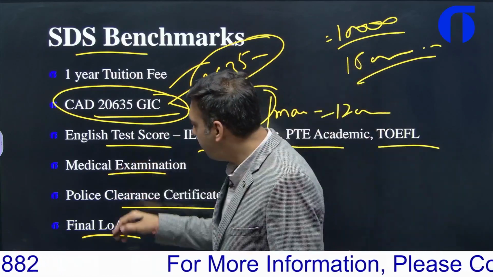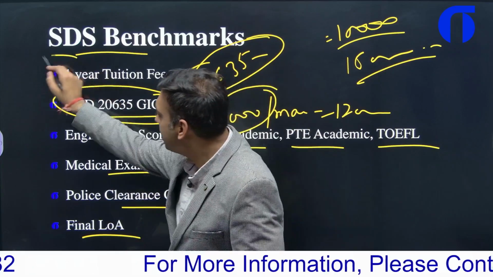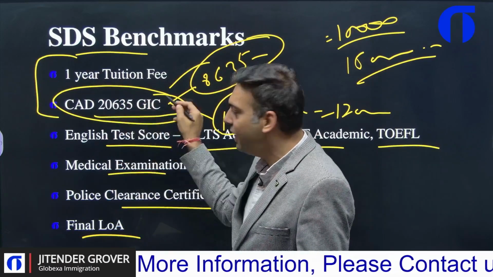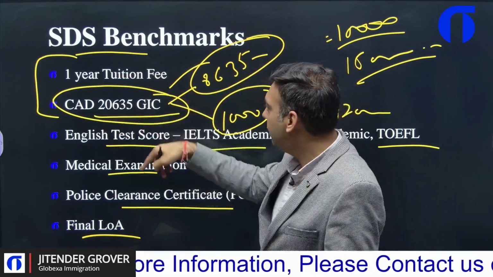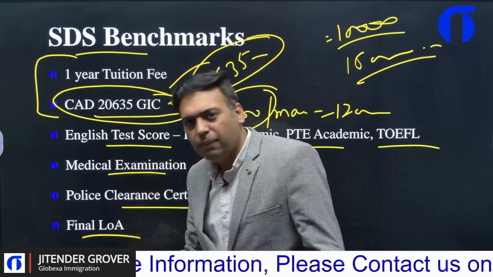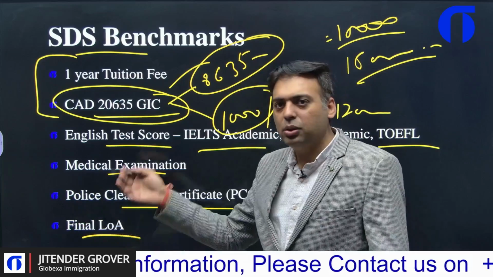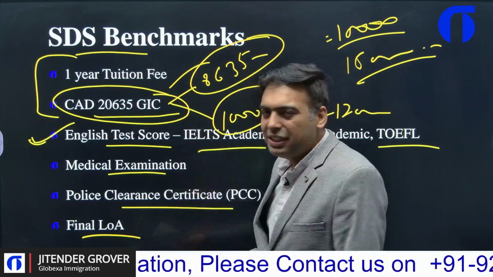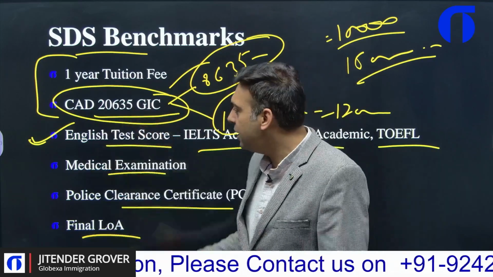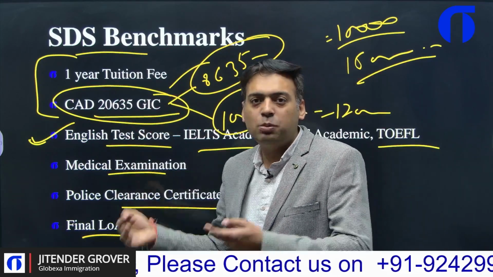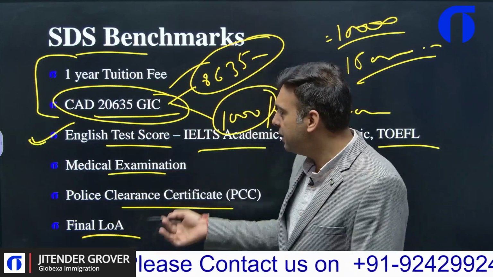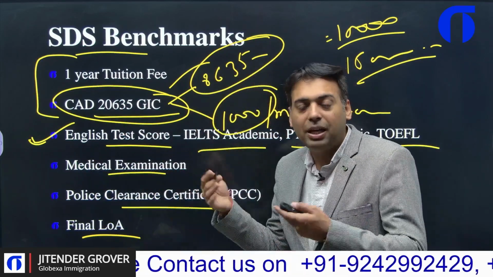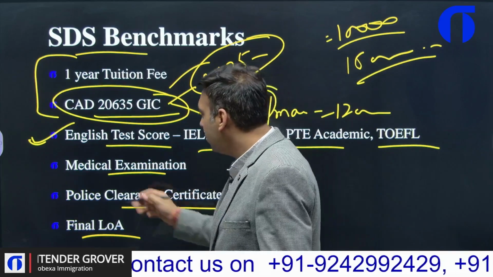That was the benchmark. In this particular benchmark, the big thing was the money. How you need to manage your first year fee and GIC, the living expenses, that was the requirement under SDS. English test score, some were willing to take it, some were not willing to take it. So that was also a requirement which the student was required to fulfill. Tuition fee and GIC, mostly it was managed by parents in most cases. Sometimes it is managed by the applicant himself or herself as well. And the English test score was the requirement to be fulfilled by the applicant himself or herself all the time. So these were the requirements.